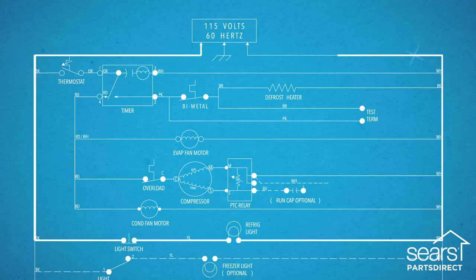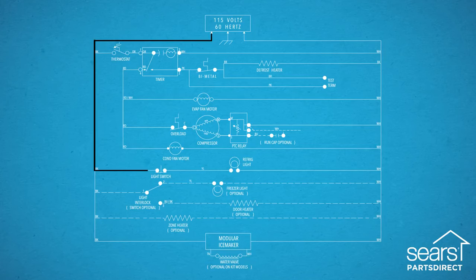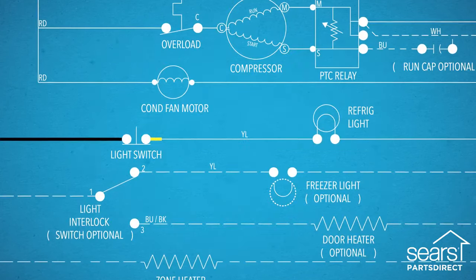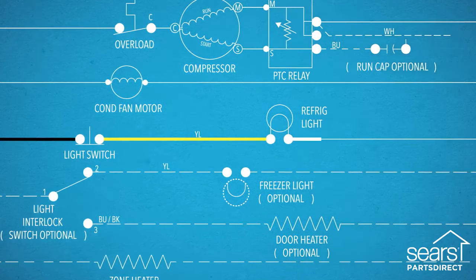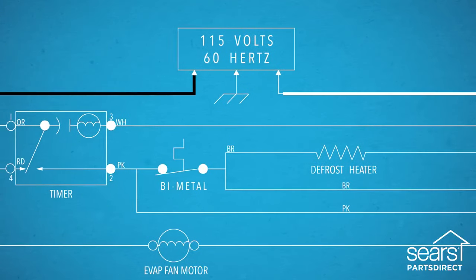Electric current travels in a loop, called a circuit. The circuit begins at the positive prong of the power cord and goes to the light switch through the black wire. The yellow wire connects the light switch to the refrigerator light socket. To complete the circuit, the white wire carries current to the neutral prong of the power cord.